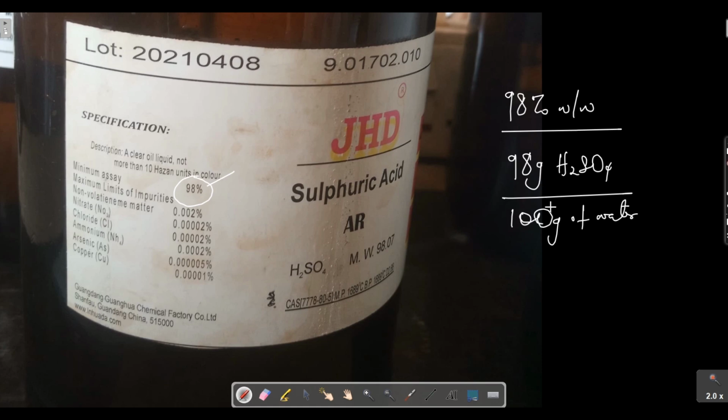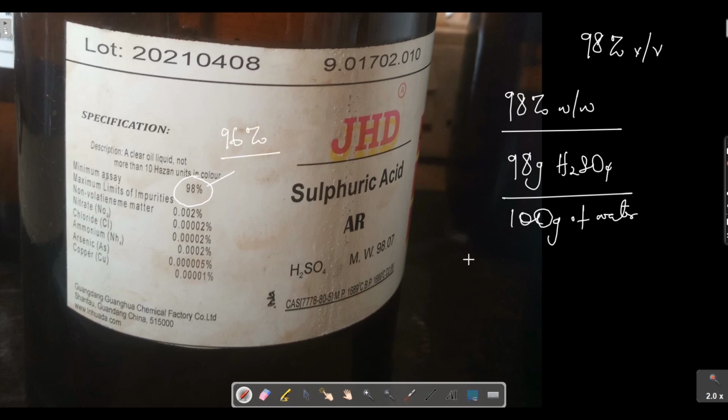Take note, the reason why we are using grams is because it is weight per weight. Sometimes you can see it as 98% V per V, which means volume over volume. But take note, we are going with grams per gram, so that's how you interpret this. So ensure you check this on your Winchester bottle. Some of you might see 96%.